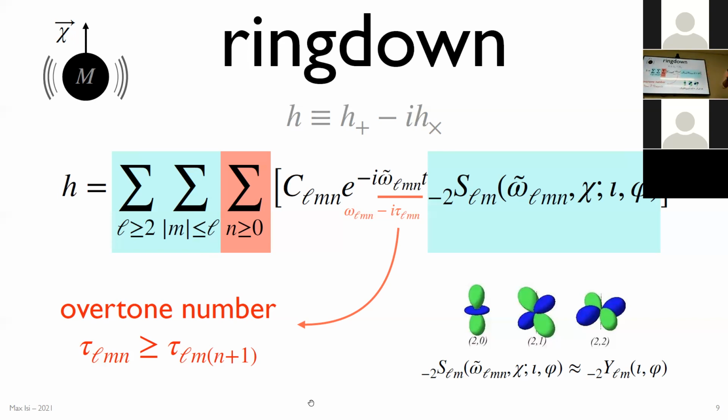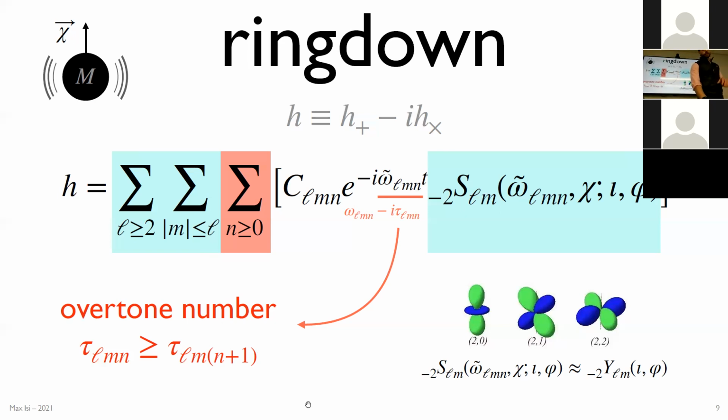Overtones in the rest of physics tends to mean higher frequency. Here it means that the decay is faster. In fact, the frequencies tend to be a little lower. It's not a multiple of the frequency. Anyhow, so this should describe fully the ringdown signal. In fact, if we are doing data analysis and we only care about the frequencies, we can absorb this in here, and this simplifies a little.